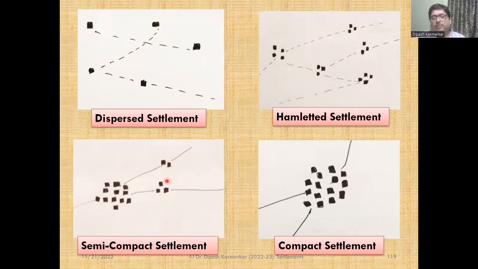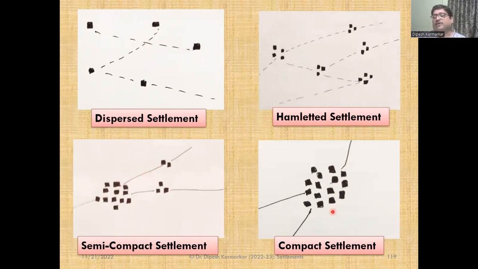So these 2 pockets, these 2 settlements show some degree of dispersion, while this settlement shows a very high degree of agglomeration, or of coming together, but the entire settlement is not compact. It's not very closely spaced, and therefore we call it semi-compact.